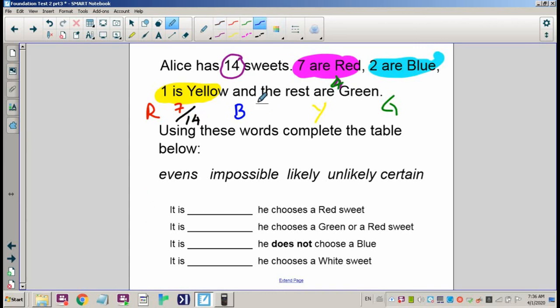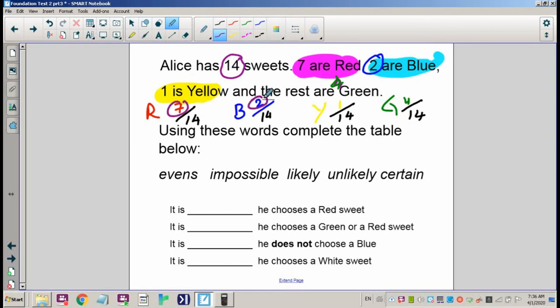Let's go through it with blue. There are 2 blue sweets, so the probability of getting a blue is 2 out of 14. What about the probability of yellow? There's only 1 yellow sweet out of a total of 14. And because of the extra work we did, we can work out the probability of green. It is 4 out of 14. And you can always double check the top numbers.